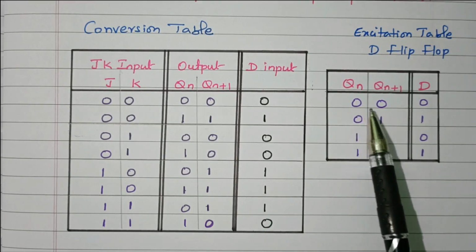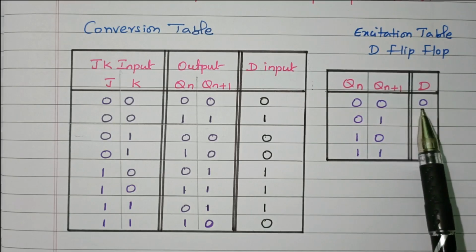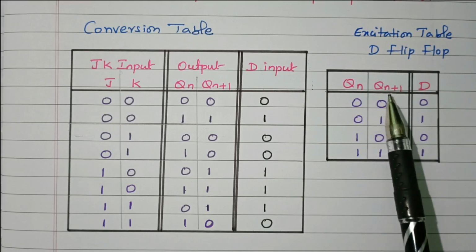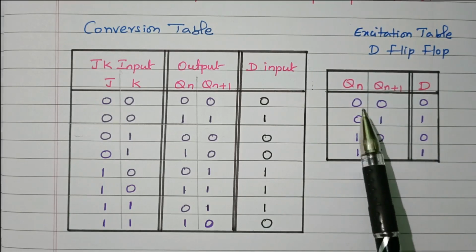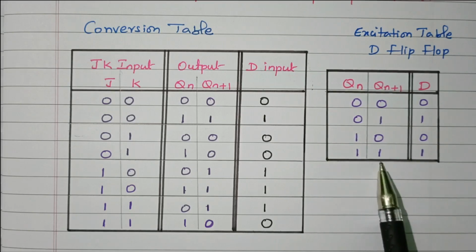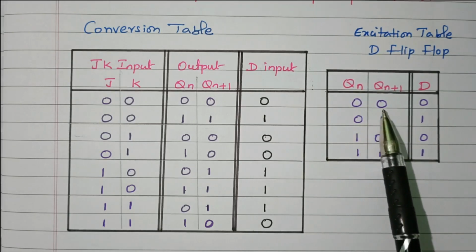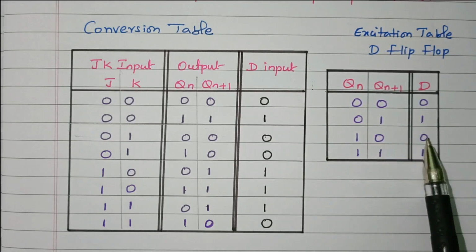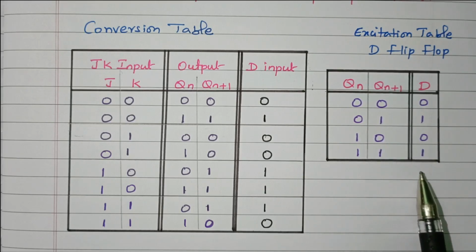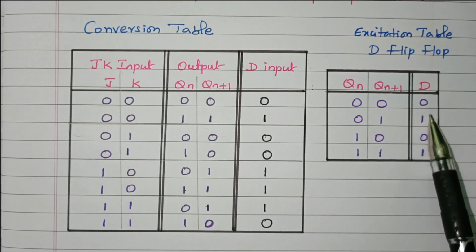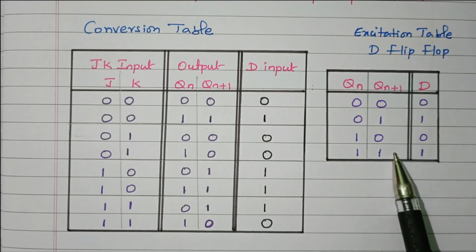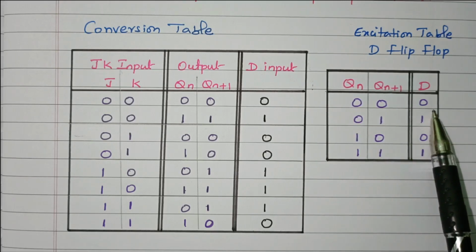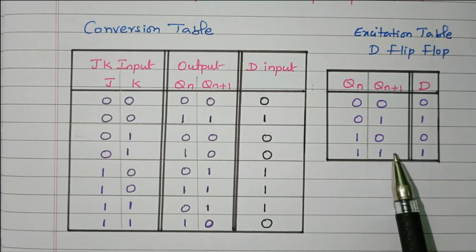For example, present state 0, next state also 0: what is the D input? We are checking the input, that is the excitation table. So Qn, Qn plus 1, 2 variables, 4 combinations: 0 0, 0 1, 1 0, 1 1. For present state 0 and next state 0, the D input is 0. 0 1 gives 1. 1 0 gives 0. 1 1 gives 1. What is the nature of the D flip-flop? The input we are giving will be reflected as the next state of the flip-flop. It will not bother about the present state. The input we are giving is available as the output. That is the nature of the flip-flop.